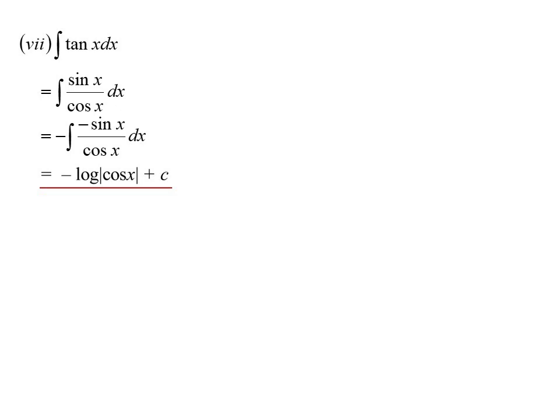Well, in order to do tan, I rewrite it as sine x on cos x. It's now in the form of derivative on function. Well, almost of the form derivative on function, because the derivative of cos x is minus sine x. So to balance it out, I'll put a minus out the front. It's in that form, I know it's a log function. So I get minus the log of cos.